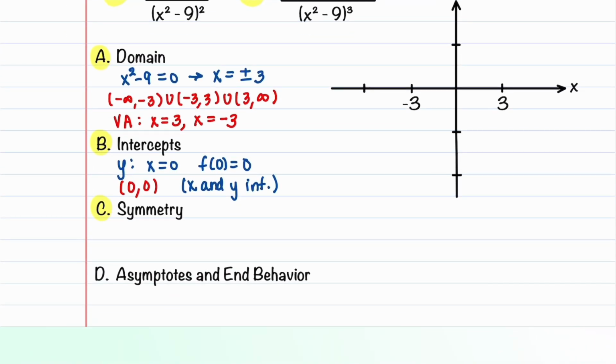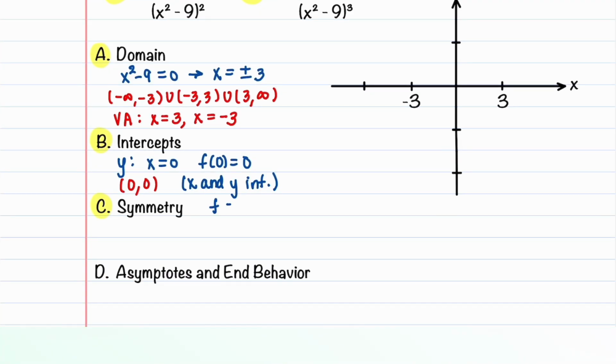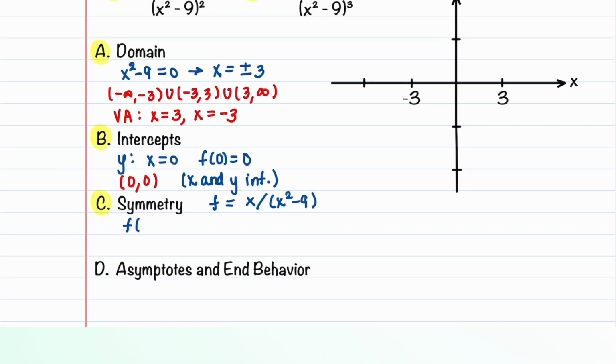Now let's go ahead and look at symmetry. I'm going to go ahead and rewrite our function because that's what we're going to have to look at. It is x divided by x squared minus 9. To find symmetry, what you want to do is find f at minus x. So wherever you have an x in the function, we're just going to plug in minus x. So this is minus x, all divided by minus x quantity squared minus 9. And this is minus x, all divided by x squared minus 9.